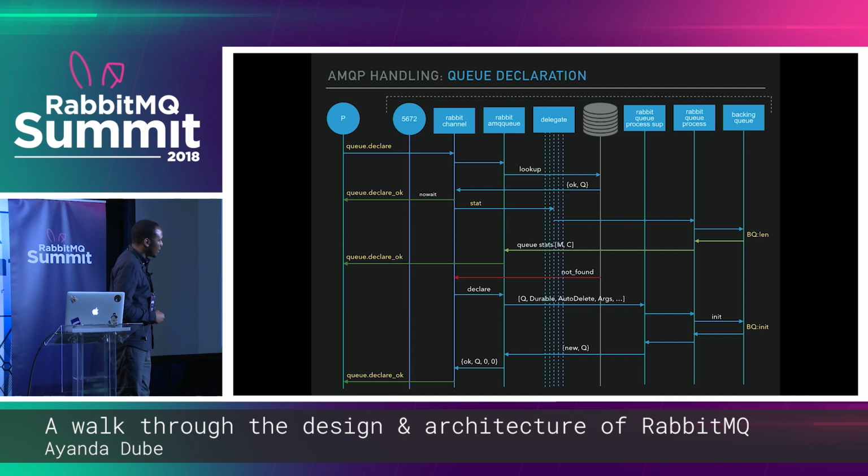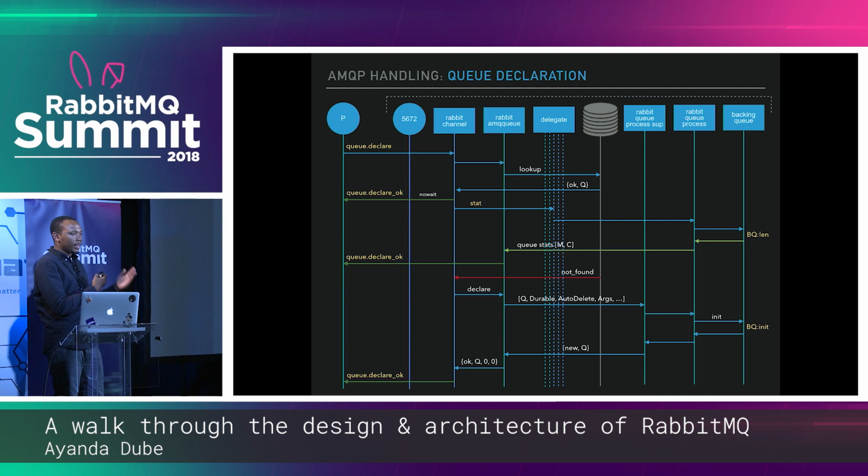So this confirms that the queue is actually started. Whenever you set that no wait flag to false, this is what will happen. And if the queue wasn't found in the database on the initial lookup, it will be declared, right? So your queue name, whether it is durable, auto delete, and your arguments that you set from your client application, will be propagated to the queue supervisor, which will start the queue process, and then the queue process will initialize the backing queue which has been configured for that queue process. So the backing queue actually determines how your queue behaves, right?